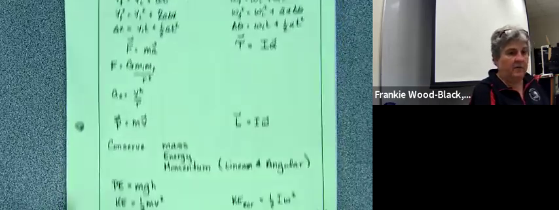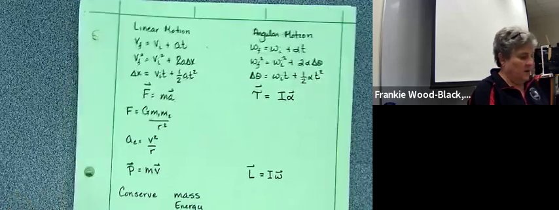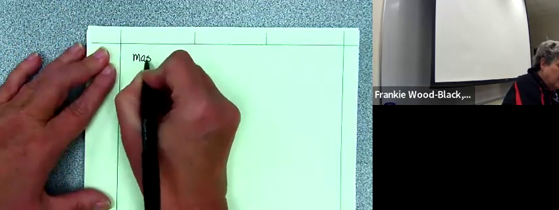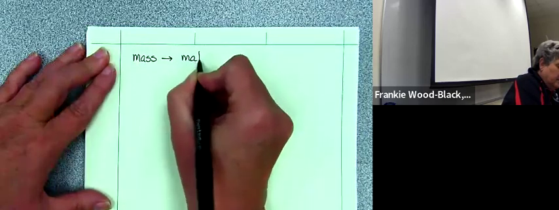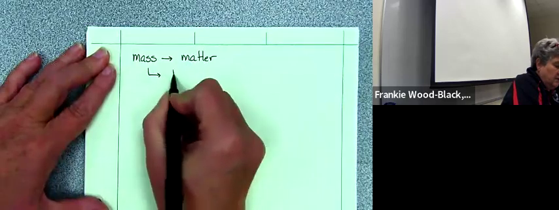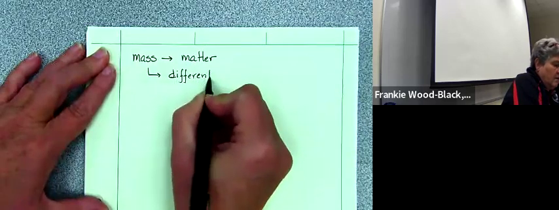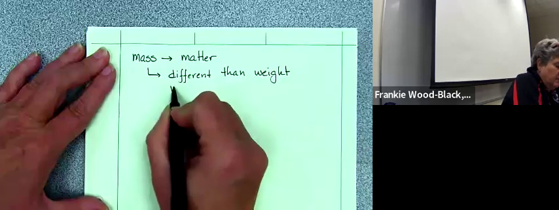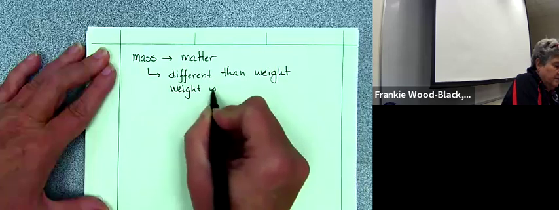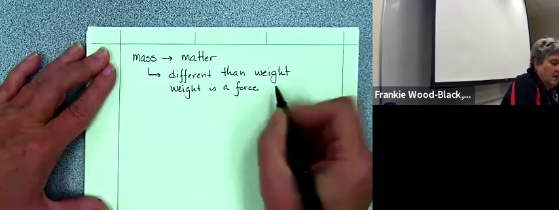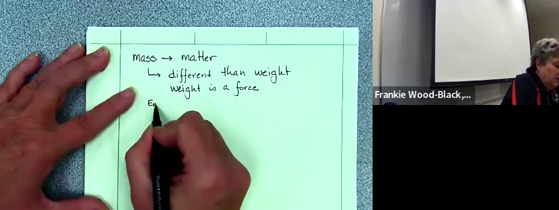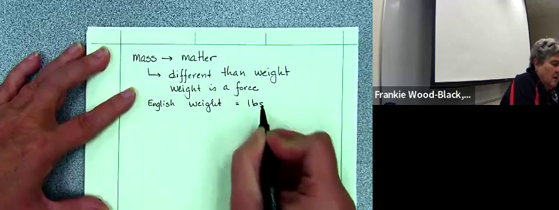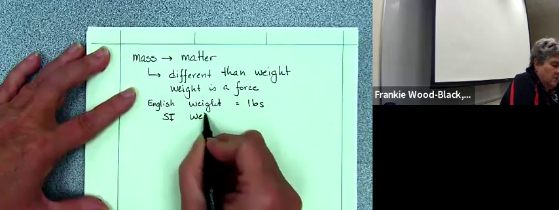So now, basically what we've done is given you some of the rules. So one of the things we're going to go off of is that we talk about mass, and we said mass was matter, and mass was different than weight, because weight is a force. So if I were doing it in the English system, weight is equal to pounds, and in SI, weight is in newtons.